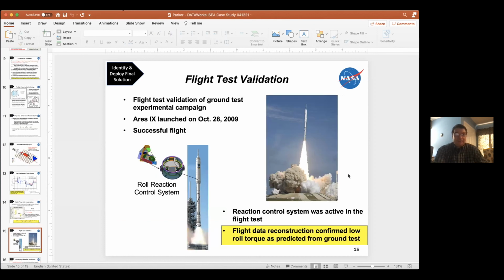So as the bookend to this, the flight test happened in October of 2009. The picture on the left shows the roll reaction control system in that upper stage of the rocket. And during the flight, the reaction system was active. And during flight reconstruction, post-test, we confirmed that the roll torque was as predicted from the ground test. It was a very nice bookend to the project.